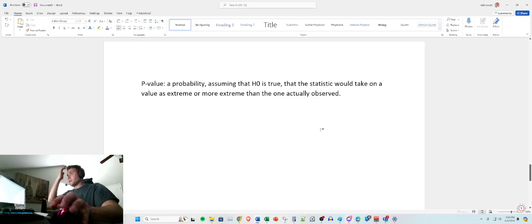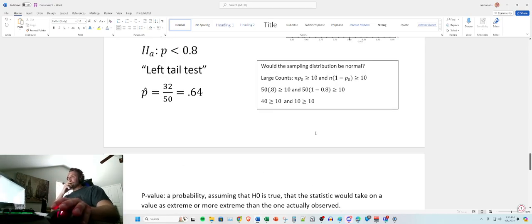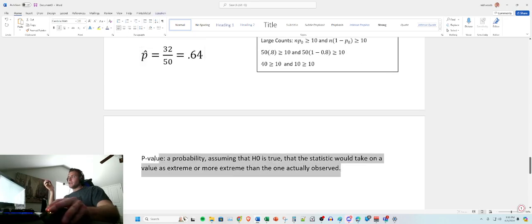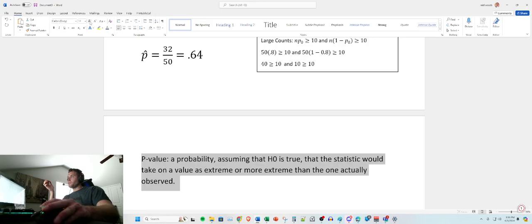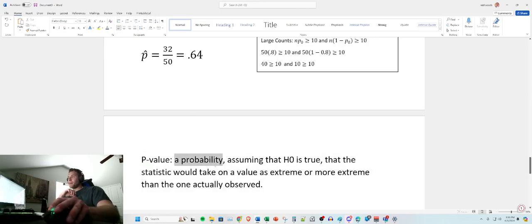Okay. So what we did yesterday was we kind of made a p-value out of this. Here's our definition: it's a probability that the statistic, and guess what the statistic is? The statistic is this, 0.64. What's the likelihood that we would have this happen, assuming the null is true? So what's the odds this would happen or something more extreme?